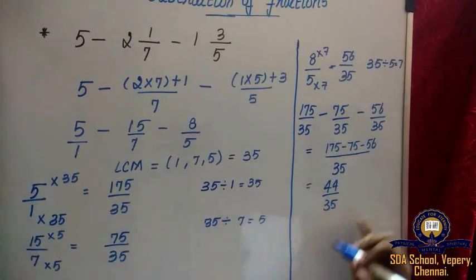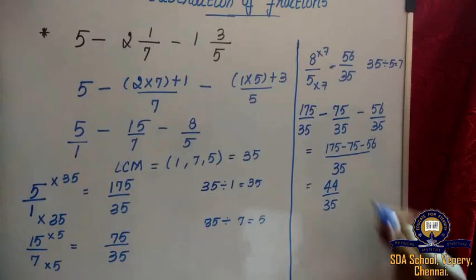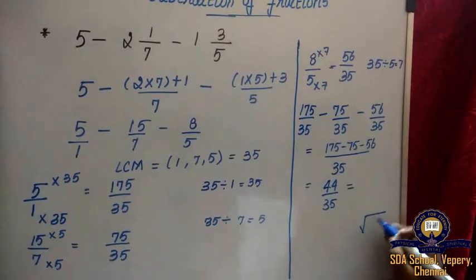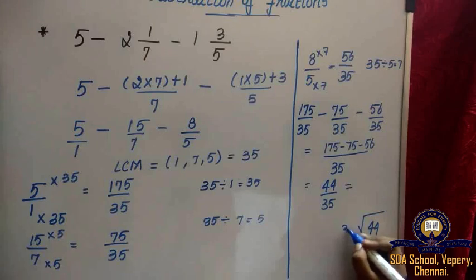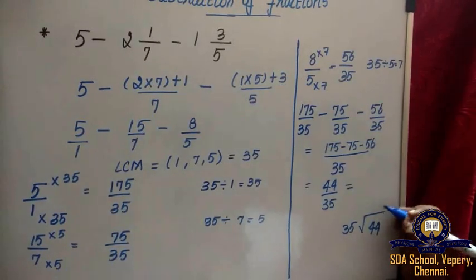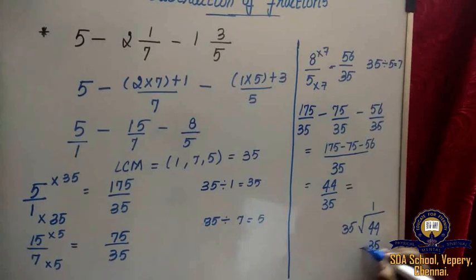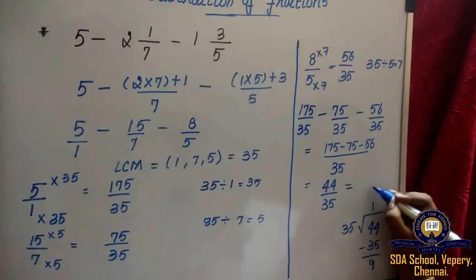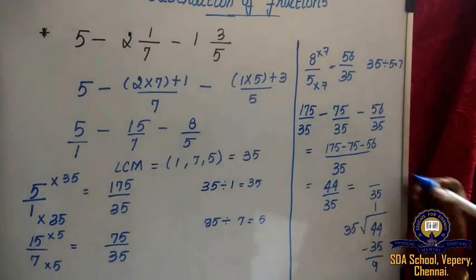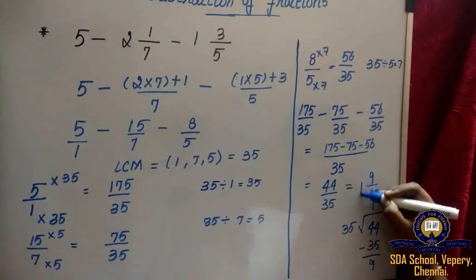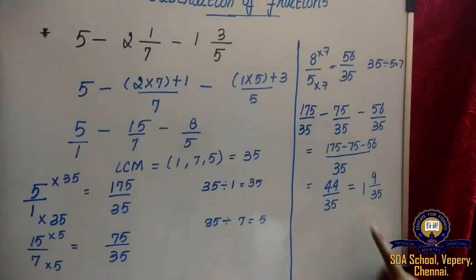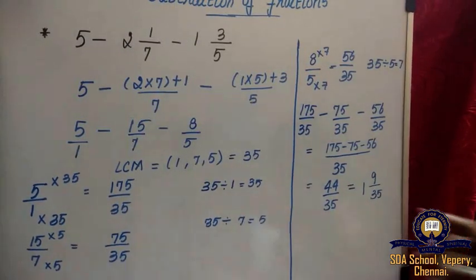35. So look here, this is an improper fraction. So we need to convert it into a mixed fraction. So when we convert this into a mixed fraction, 44 divided by 35. 35 ones are 35. So you will get the remainder to be 9. So it is 35, 9, 1. So you will get the answer 1, 9 by 35.